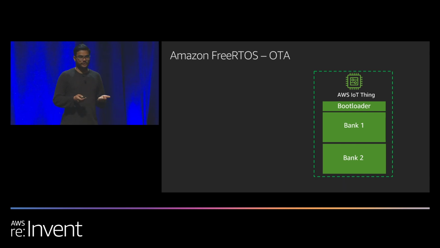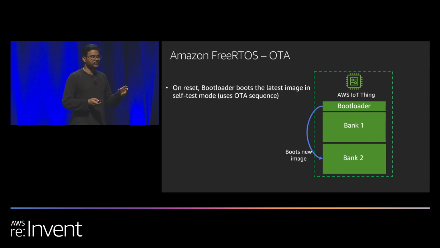When the device reboots, first the bootloader runs, it checks the 2 banks and figures out that there's a newer image based on the header, and sees that that new image needs to be tested first. So it boots up the new image in a self-test mode.